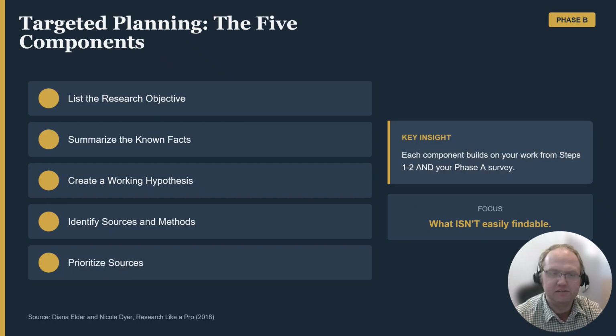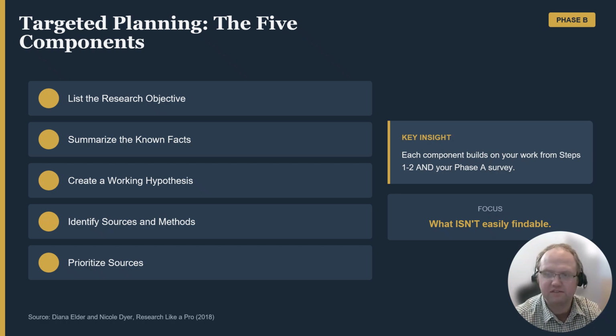So I previously mentioned that there are five components to a good targeted research session. Phase B follows Diana Elder's and Nicole Dyer's Research Like a Pro methodology. They're personal colleagues of mine. I've worked with Diana Elder in the past with Price Genealogy, before their Family Locket organization really took off and they became the success that they are now.